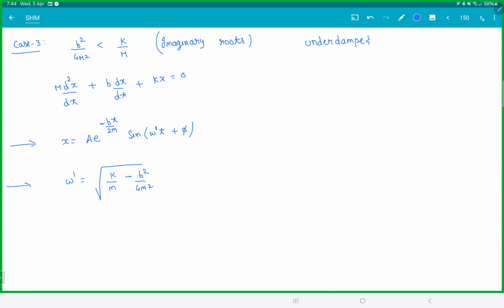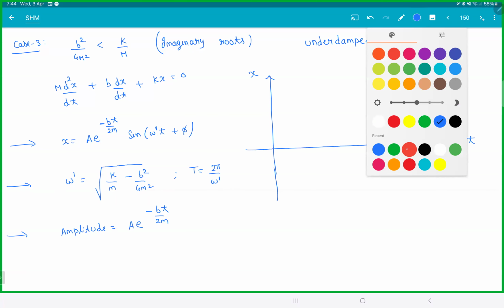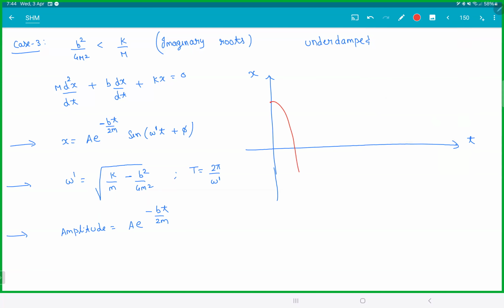If you put b as 0, you'll get your regular formula. The time period is 2 pi by omega dash. So for this, the amplitude would be A into e power minus bt by 2m. If I try to put it on a graph, it starts here. It's a sine function, so it will be like a sine, but the amplitude is decreasing.